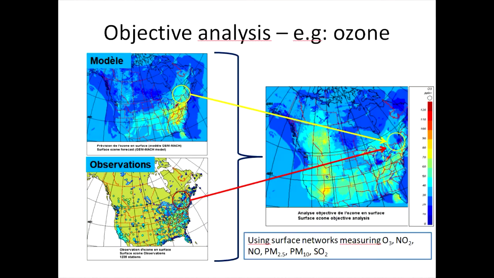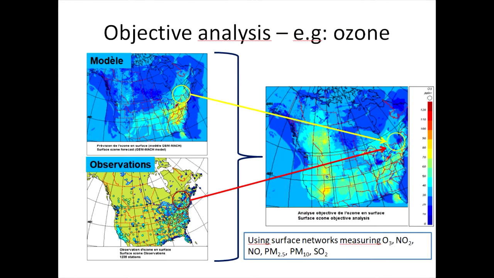So the next slide illustrates how this can look. At the upper left, you can see a map of North America. In this case, we're showing ozone, a short-term model forecast of ozone. And in the bottom left, you see a map of the available surface observations of ozone. All these little dots represent a station. And the algorithm combines these and produces at the right what we call the objective analysis for air quality.